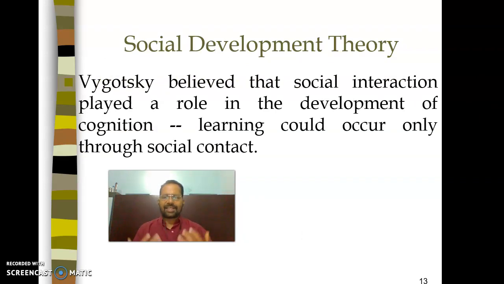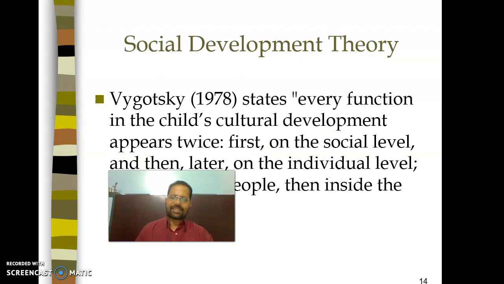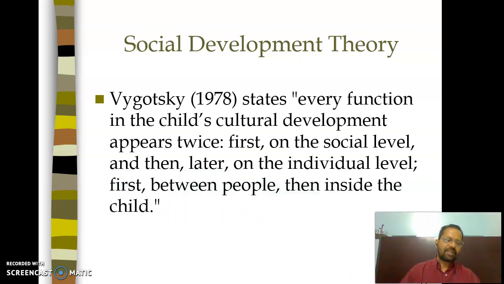Vygotsky believed that social interaction played a role in the development of cognition. Learning could occur only through social contact. So, society's intervention is coming for the first time, and it precedes individuals' growth or development. Vygotsky states every function in the child's cultural development appears twice. First on the social level, then later on the individual level. First between people, then inside the child. So the interpersonal dimension happens before intrapersonal dimension can grow, according to Vygotsky.